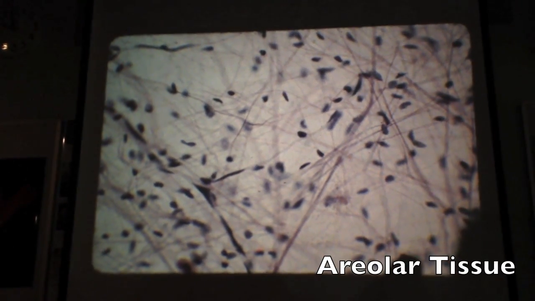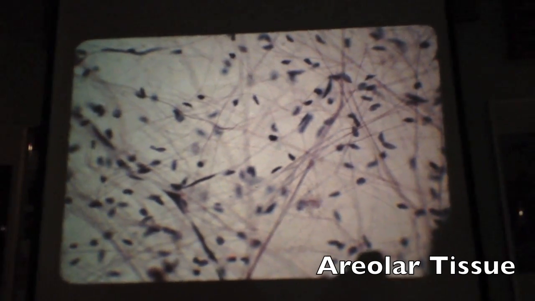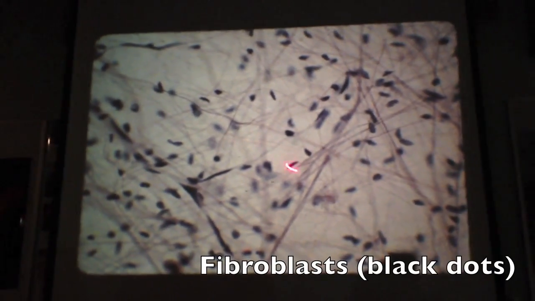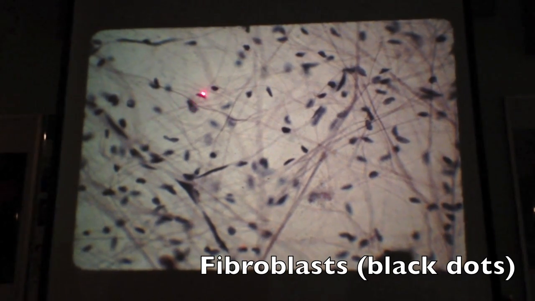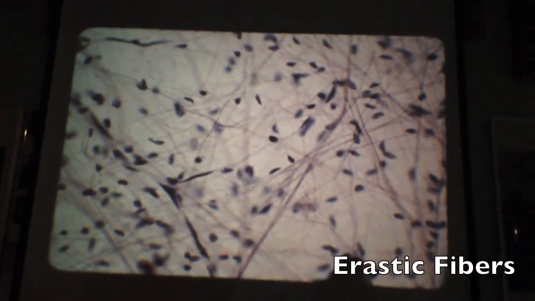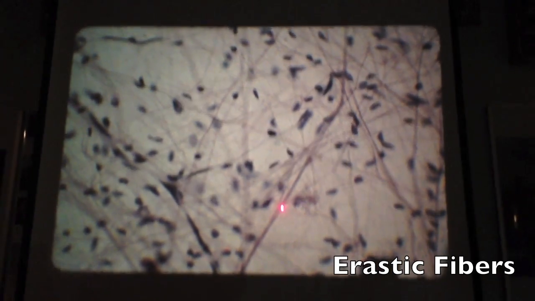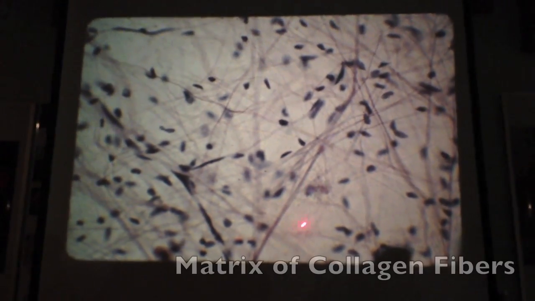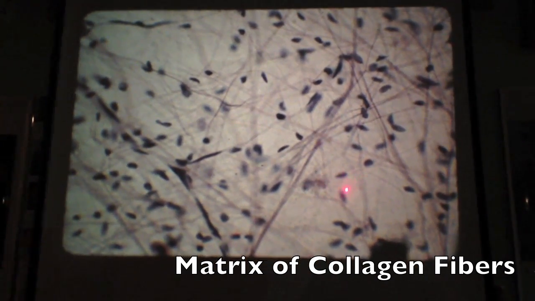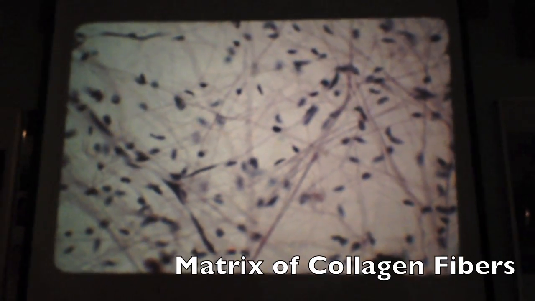What's this? Areolar connective tissue or loose connective tissue. And what are the black spots? Fibroblasts. And then the fibers, what are these dark fibers? Elastic fibers. And then in the background we've got matrix and collagen fibers that you can't really differentiate.